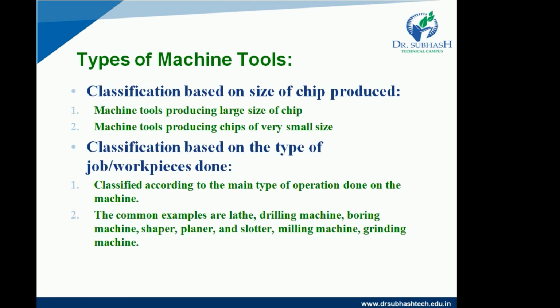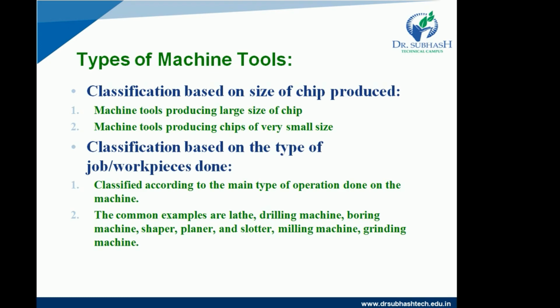Now classification based on the size of the chips produced. So we have already discussed the different types of chips: continuous, discontinuous, continuous with built-up edge, etc. So which type of chips are produced by that particular machine tool? On the basis of that also we can classify it. Machine tool producing large chips, machine tool producing chips of a very small size.